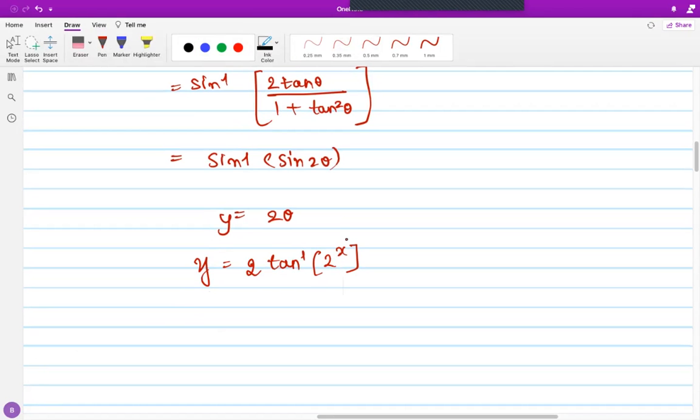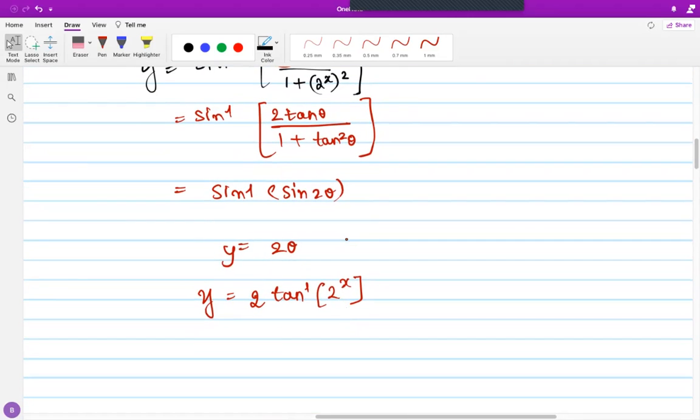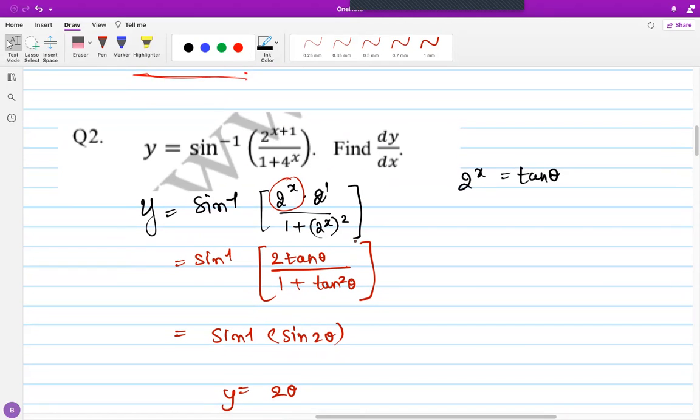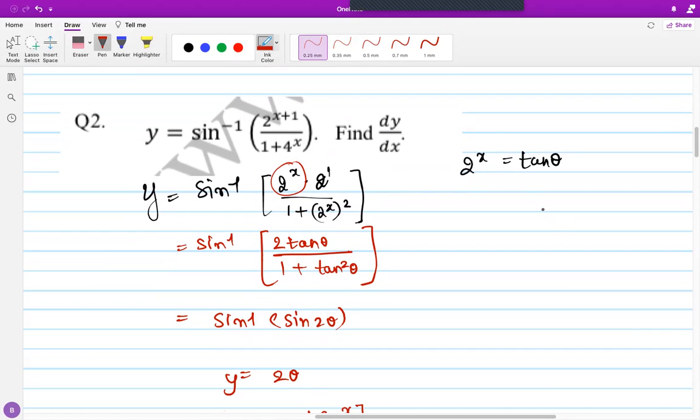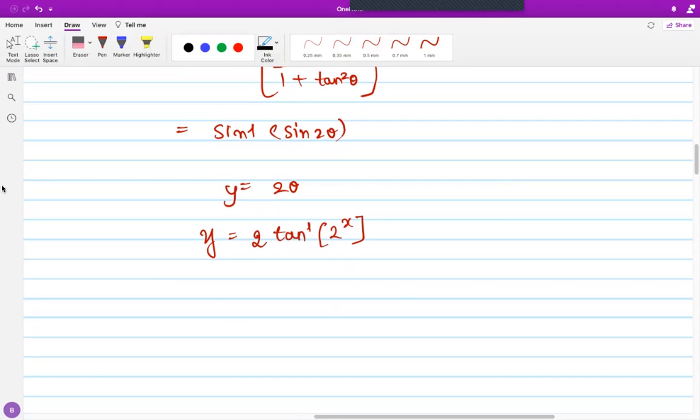Yes. So back to the substitution of tan theta: tan of sine inverse of sine 2 theta is equal to 2 theta. So theta is equal to tan inverse of 2 to the power x. Now we can differentiate with respect to y, students.